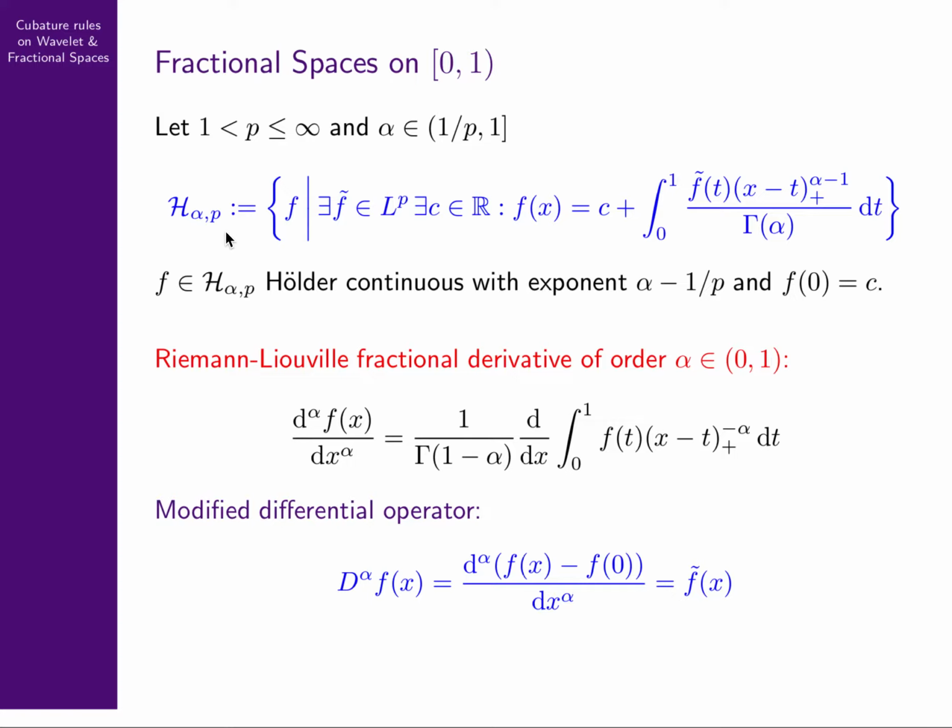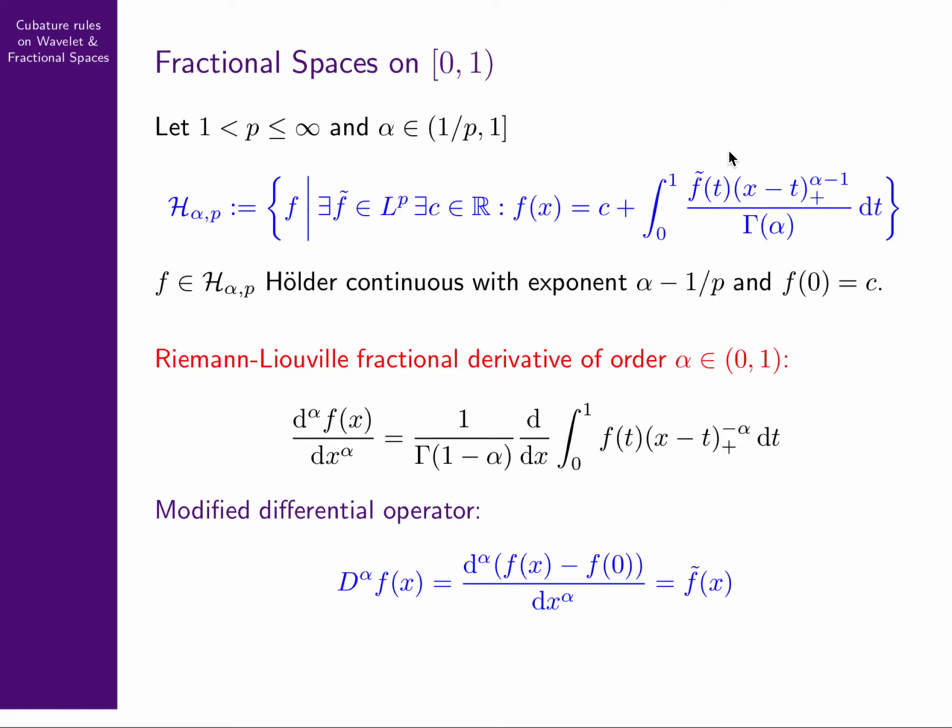So we have such a representation for any f that lies in this fractional space, and this fractional space was already studied before by Joseph Dick, and he showed that each function f in this fractional space is a Hölder continuous function with exponent alpha minus 1 over p, and in that case function evaluation makes sense, and f of 0 is simply this constant c, which appears here in this representation. Okay, so we have some interpretation of this constant c here. It's just this value. What about this density f tilde?